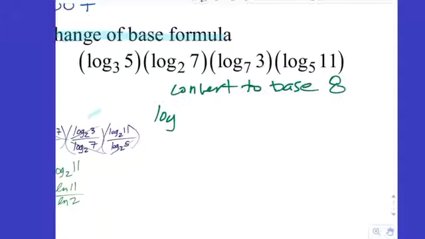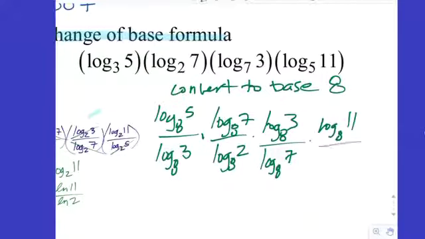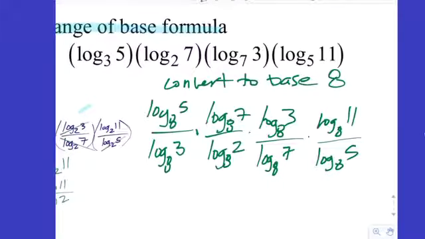Log base 8 of 5 over log base 8 of 3 times log base 8 of 7 over log base 8 of 2 times log base 8 of 3 over log base 8 of 7 times log base 8 of 11 over log base 8 of 5. Whew, that's a lot of writing. ln is a lot easier to write. I wish you would have said E, but you didn't.